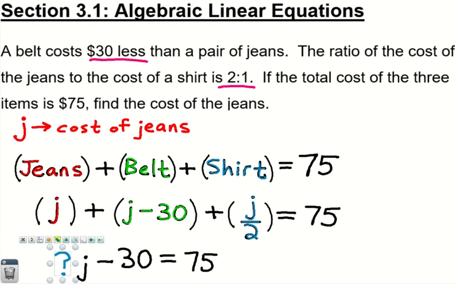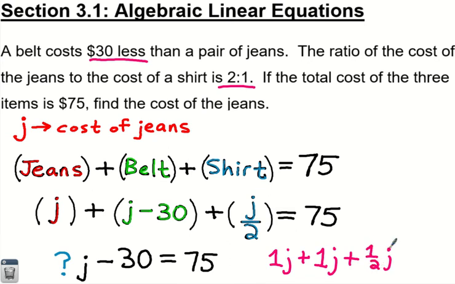So it's like this: 1J plus 1J plus, and then what this essentially is, half J. Those are three like terms that we can combine, and this is essentially going to be 1 plus 1 plus half, which is 2.5. 2.5, the fraction for that would be 5 halves. But I don't want to super complicate this problem.